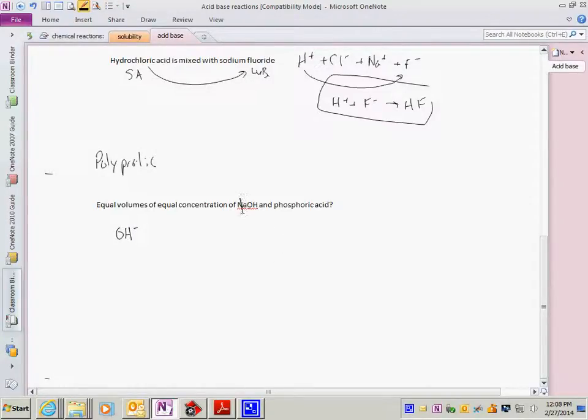I will be deleting the Na off of here. Plus my phosphoric acid. It's a weak acid, so I'm going to be writing it together, H3PO4. And they're equal volumes of equal concentrations, which means that molarity equals moles per liter. Equal molarity, equal volume means equal moles. So in this case, I only have enough hydroxide to knock off one of the H's. H2O is the result of neutralization, and then H2PO4 minus 1. This is my reaction.